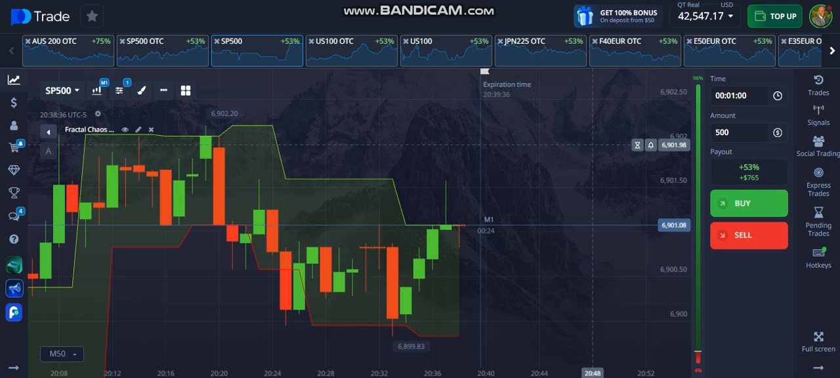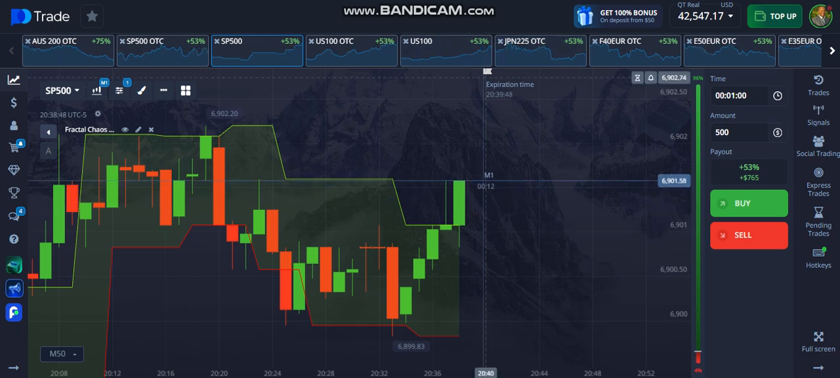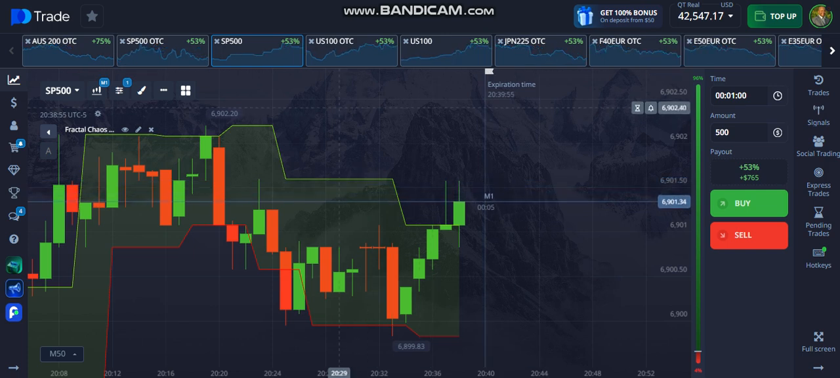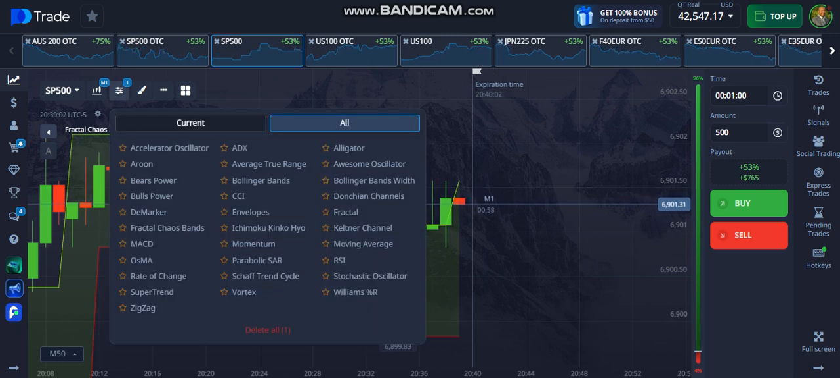So today I'm on the Pocket Option platform and I'm going to be trading stock indices, things like the Japanese 225 index, US 100. They're all here at the top of the page on the Pocket Option platform. So I'm going to be utilizing one indicator. And if you click on the indicator icon here, the name of the indicator is the Fractal Chaos Bands indicator.